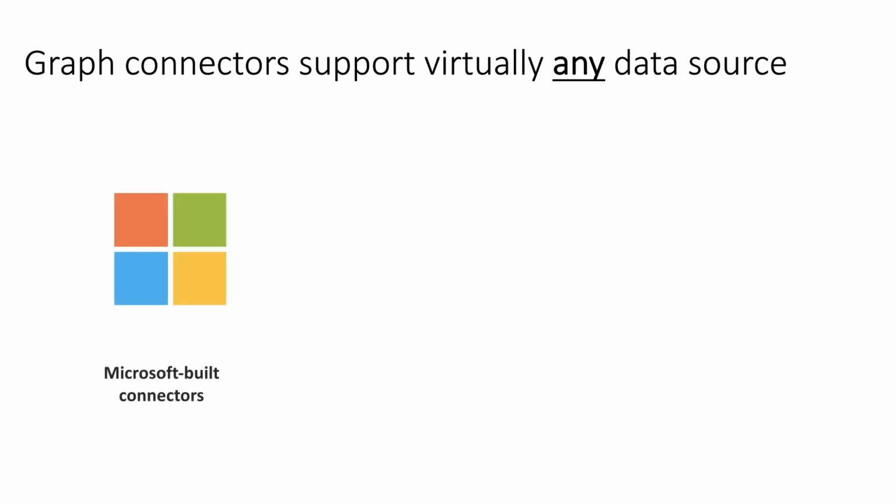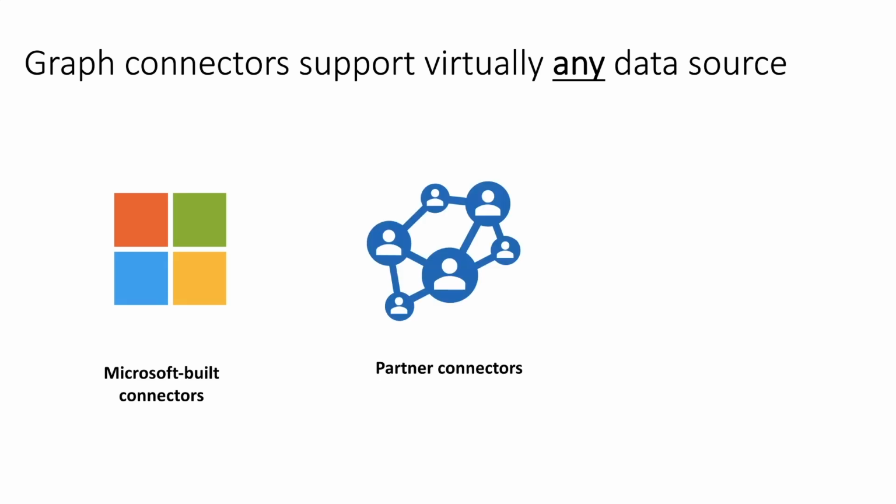And with Graph connectors, you can connect to virtually any data source. At a high level, there are three options. You can use a Microsoft-built connector, you can use a connector built by one of our partners, or you can use our APIs to build your own connector.